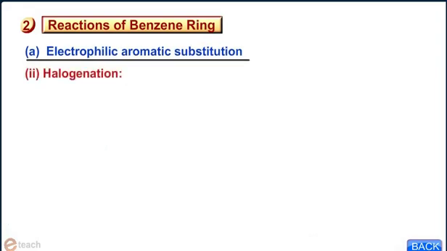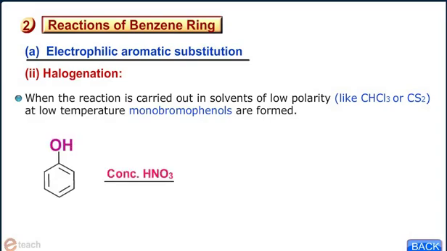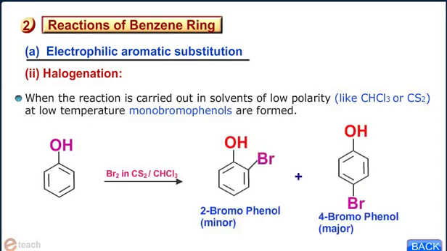Halogenation reaction. When the reaction is carried out in solvent of low polarity like CHCl3 or CS2 at low temperature, monobromophenols are formed. Consider the reaction C6H5OH in presence of bromine gives 2-bromophenol and 4-bromophenol, in which 4-bromophenol is major product.